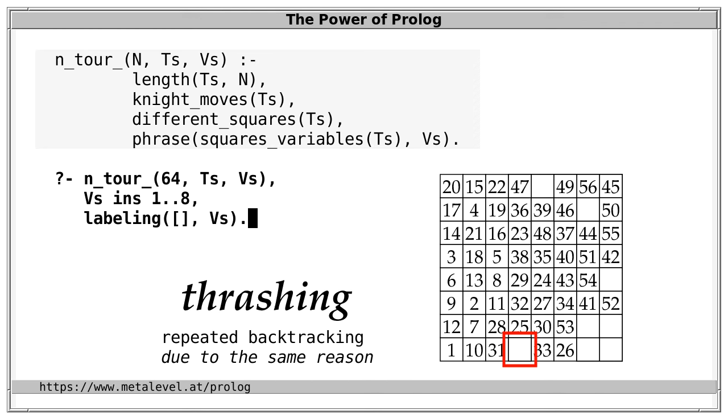What we see here is called thrashing, repeated backtracking due to the same reason. So, no matter what Prolog does from here on, and no matter how fast it is, it cannot complete partial tours that have such a fundamental issue, an unreachable square. The only way to solve the problem is to go back to where the problem arose and to fix the root of the problem. And if we search naively, then it takes a very long time until Prolog backtracks to where the problem arose, because there are so many possibilities that still need to be tried.